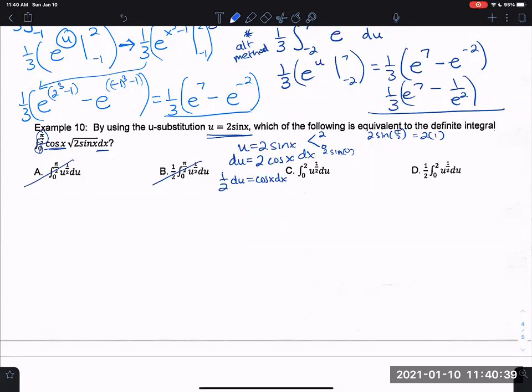So that automatically eliminates A and B. So my rewrite, I'm just going to go ahead and rewrite it to make it nice and neat for myself. 0 and 2, the 1/2 is out front. And then I've got my cosine x dx, that's all du. And I just need my radical for u. There we go. So which one of those matches? The difference between C and D is forgetting to put the 1/2 out front. So D has to be the answer.